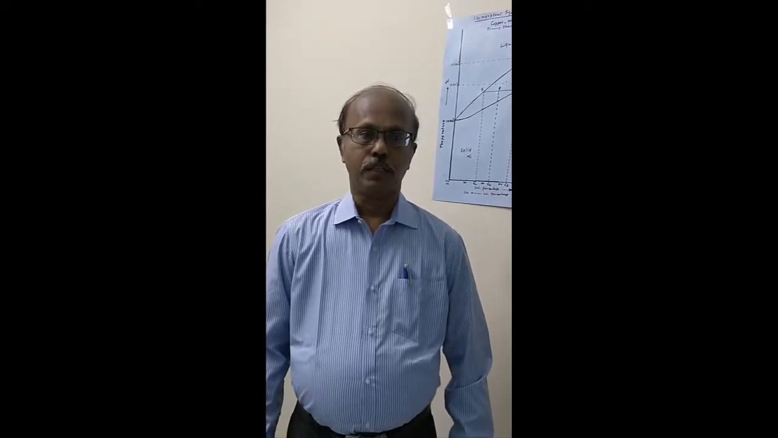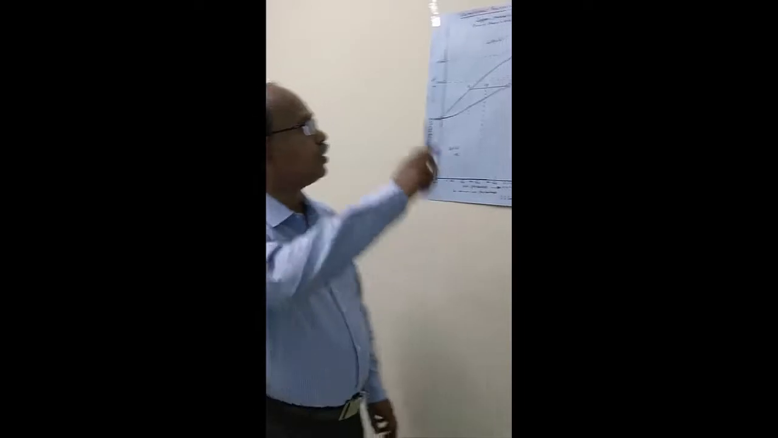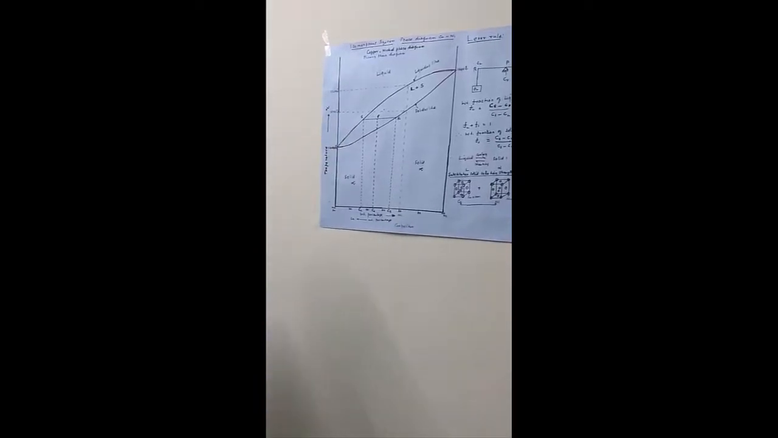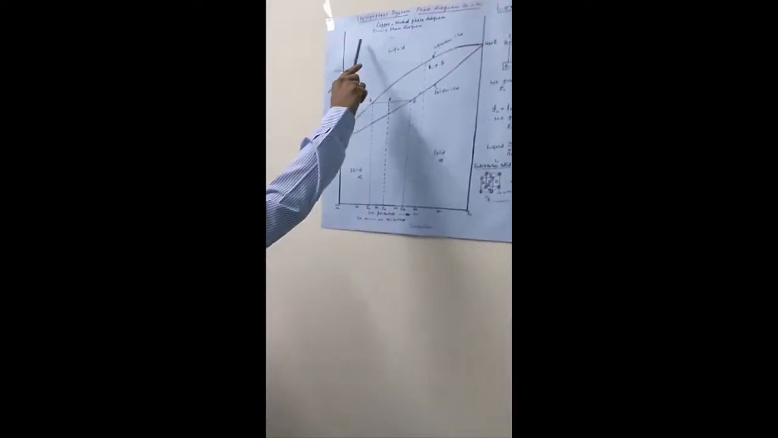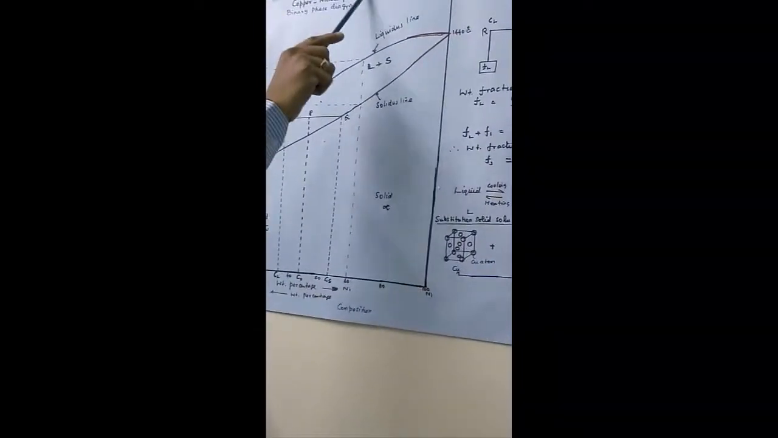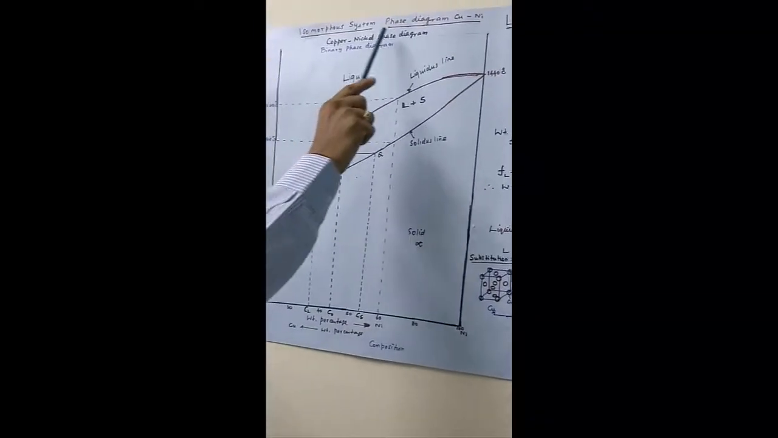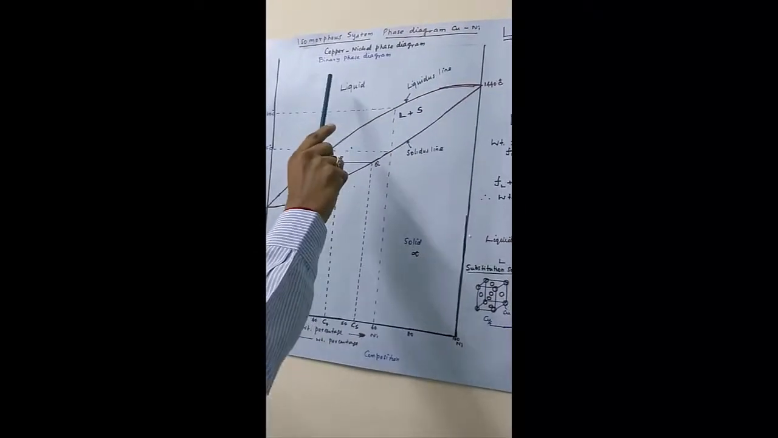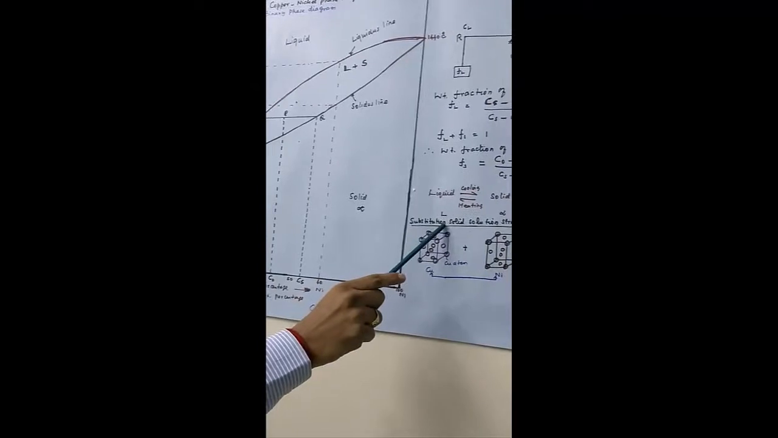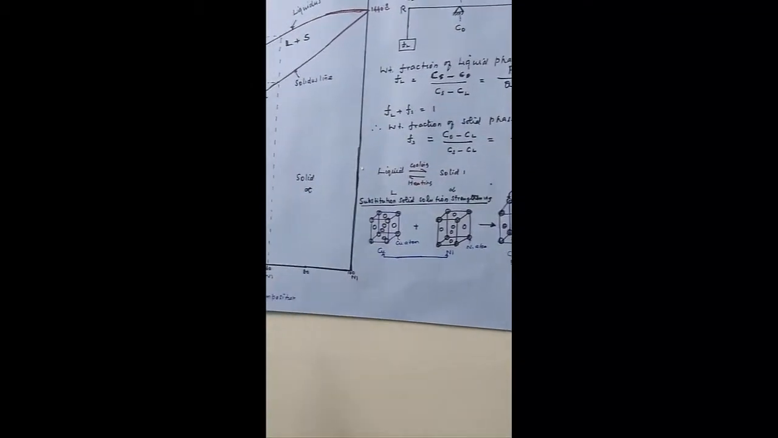So in this way the transformation of phases is recorded at various temperatures, and the horizontal line in the phase diagram is identified as the isothermal line. This phase diagram is an isomorphous system, an isomorphous phase diagram. This phase diagram is the copper-nickel phase diagram. This is the best example for a substitutional solid solution strengthening system.